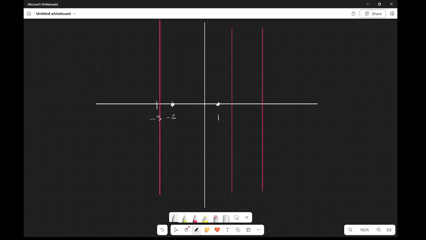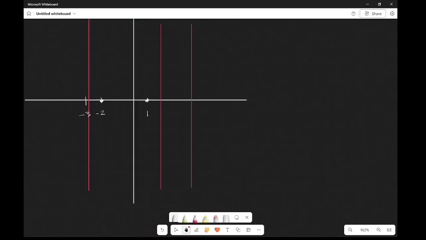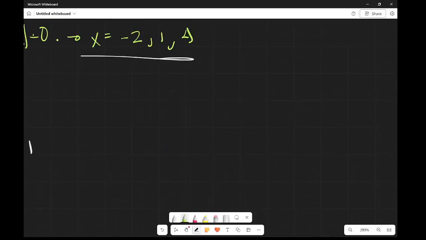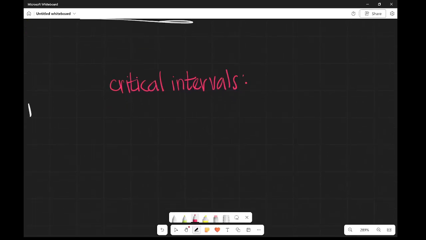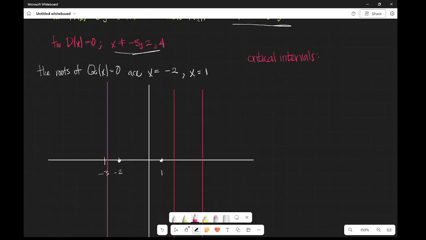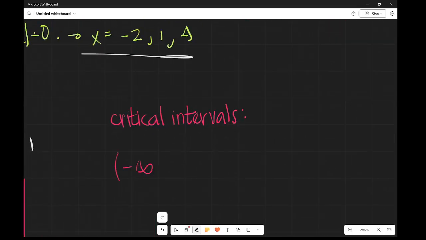So now I'm just going to look at the critical intervals, which include, and I'll just write this here, -infinity to -3. Like this whole region over here, that seems pretty critical. We need to determine the behavior. So -infinity to -3 is one interval.